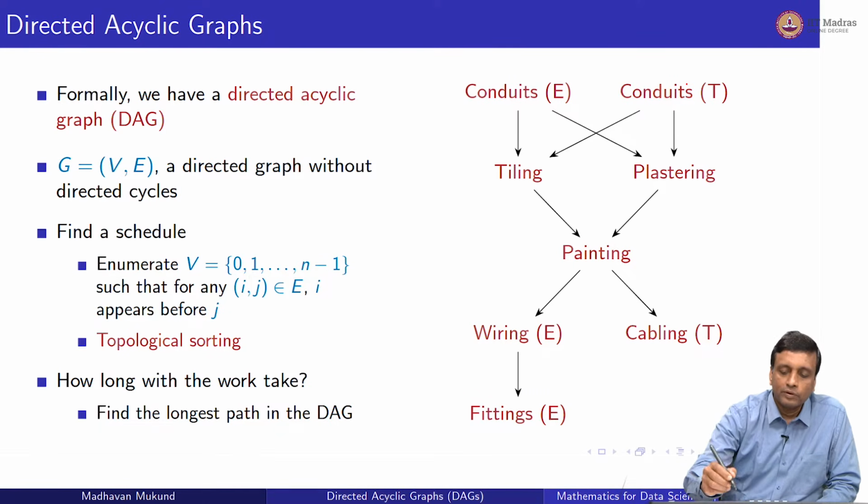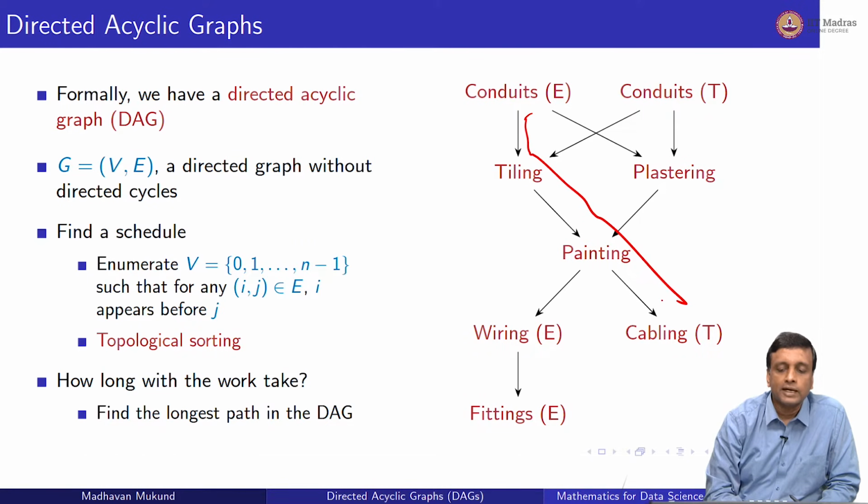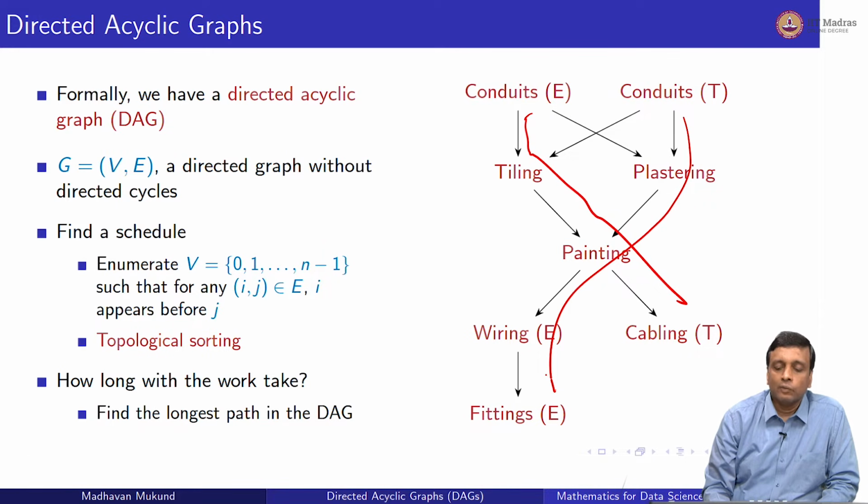So for instance, we could say that if we start from here, then it's going to take us 4 steps from starting the conduiting to finishing the cabling. But if we go along this path, for instance, this actually says that we need to do 5 things in a sequence. We cannot do these any faster, because plastering can be done only after the conduiting, painting can be done only after plastering, then wiring, and then the fittings. So we are trying to find the length of this longest path. So these are the 2 formal problems that we have with DAGs: topological sorting and longest path, right?